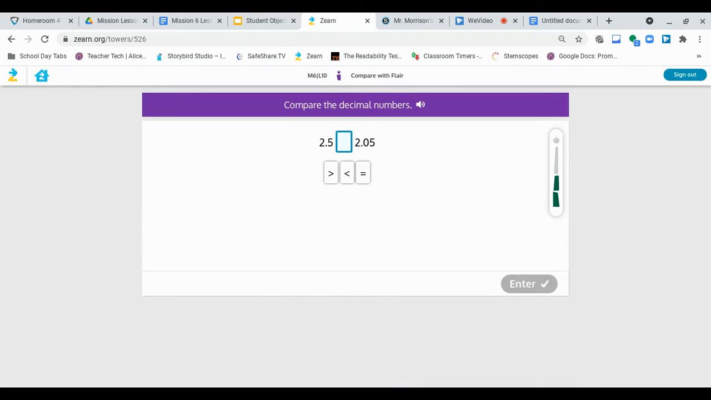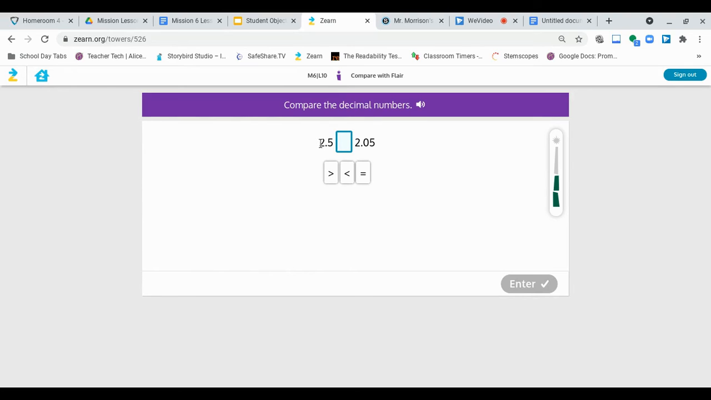All right, now we're just going to compare the decimal numbers. I have 2 and 5 tenths and 2 and 5 hundredths. You can figure this out multiple ways. You can say, which is greater, 5 tenths or 5 hundredths? Would you rather have 5 tenths of a candy bar or 5 hundredths of a candy bar? Well, you want the 5 tenths. You can also look at what we learned previously, where we start from the left and work our way to the right.